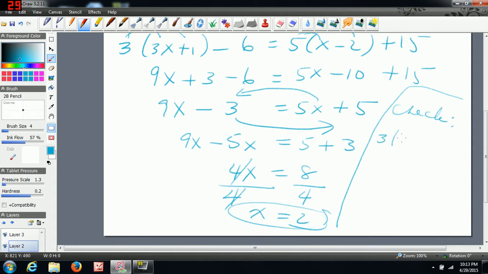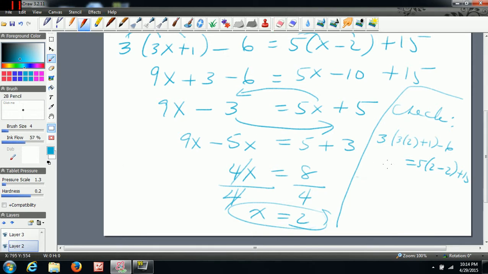So we could go 3 times (2 plus 1) minus 6 equals, and then the other side is 5 times (2 minus 2) plus 15. So I'm just plugging the 2 into the x's here. Okay, so here I've got, oops, we don't want to write down that part because that stays in the middle.